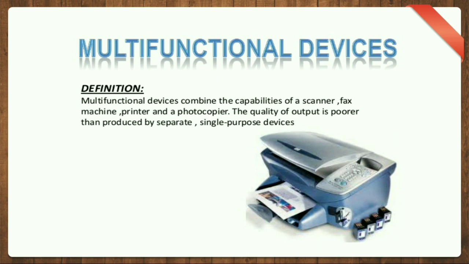So this type of device we can use for multitasking as input, like a scanner is what? Input. Fax machine is what? Input. Then printer is output. Photocopier is what? Output. So as an input and output, for both purposes we can use this device. So it is called a multifunction device.